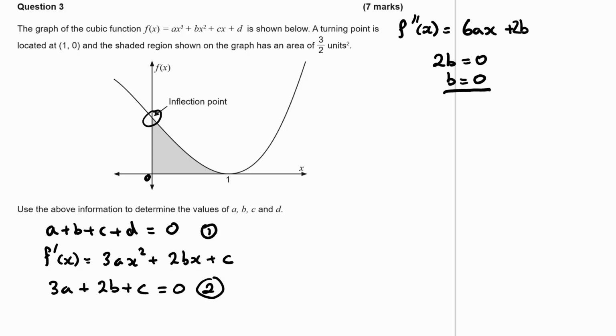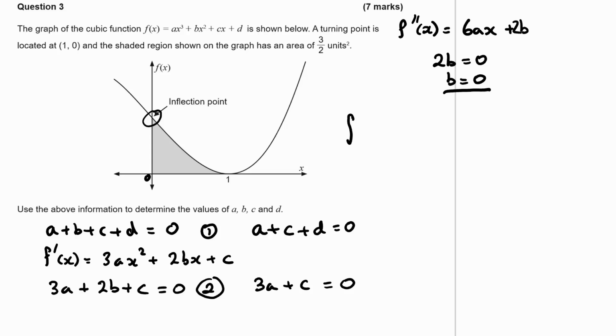And we can use that to update 1 and 2. So that 1 would become a + c + d = 0. And 2 would become 3a + c = 0. Let's see what information we can get from the area.